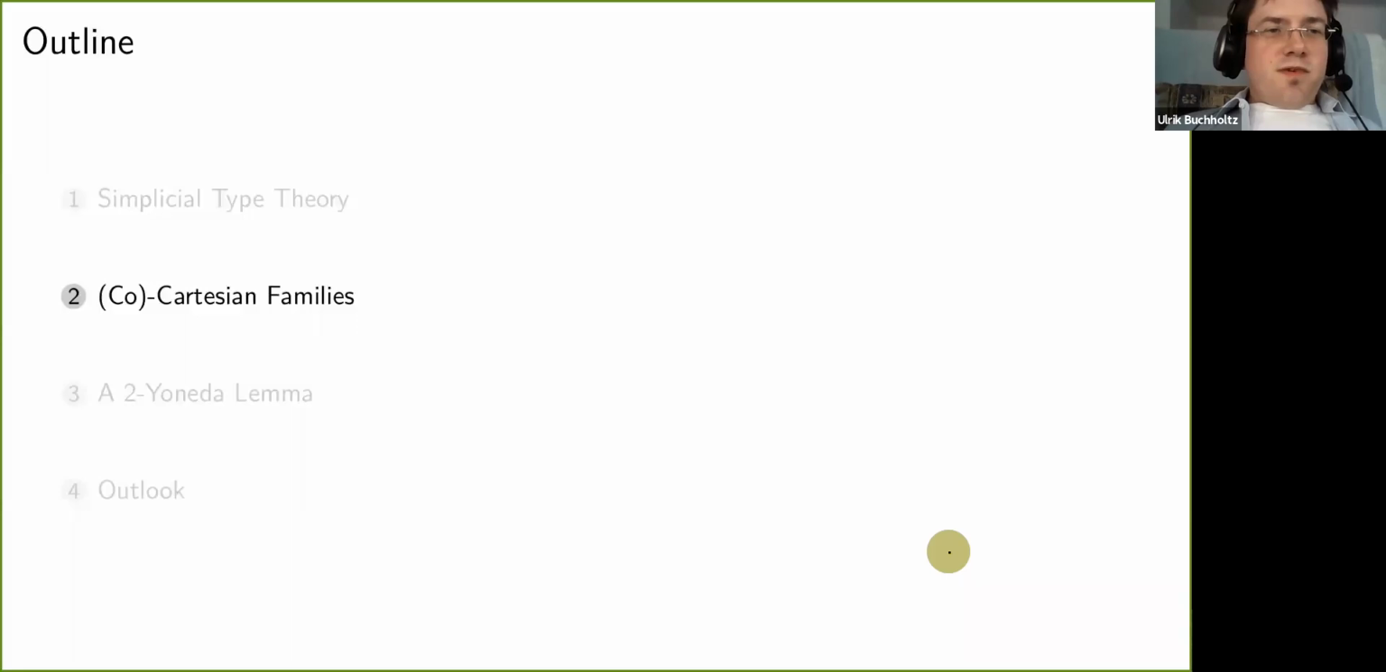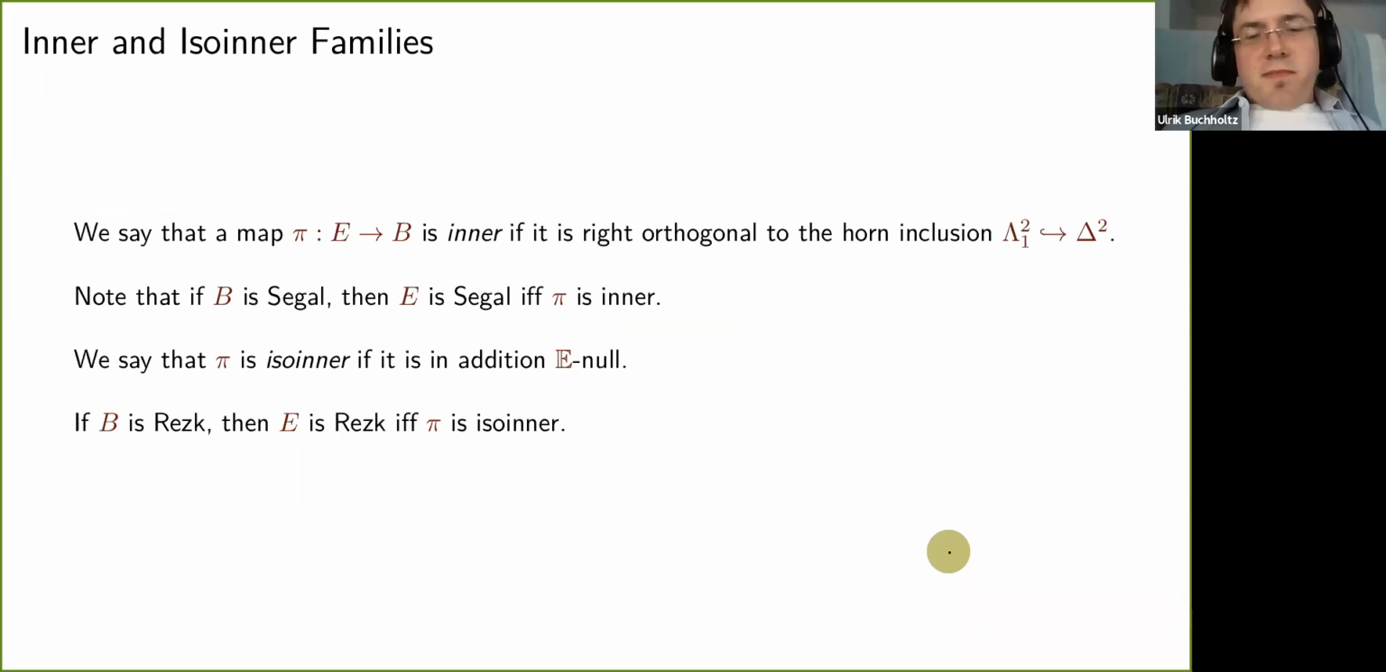Okay, now let me move on. This was the first part. Now we're coming to the Cartesian and co-Cartesian families. And again, please interrupt if there's a question. Okay, it's useful to have an extra notion, named the notion of an inner and an iso-inner family. We say that a map is inner if it's right orthogonal to the horn inclusion.